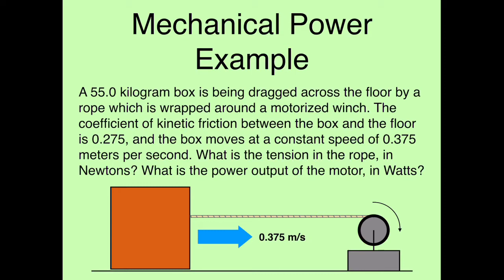So we're going to answer two questions. What is the tension in the rope? So how much tension is here? And also, what is the power output of this motor that's actually moving the box along? What would be the power output in watts? So let's work each one of these out.